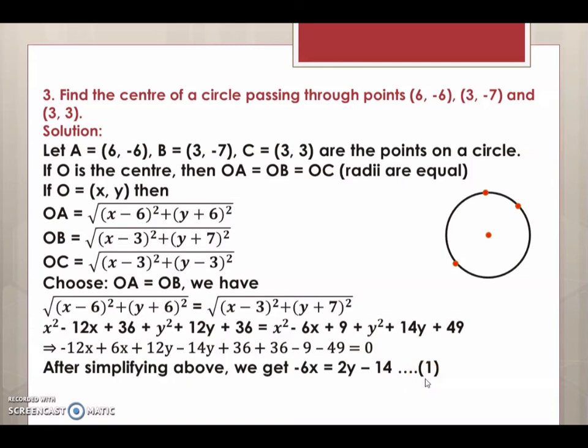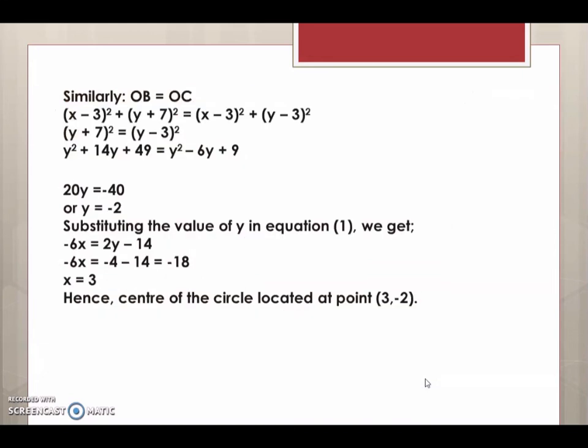The next step will be to equate OB and OC. When you equate OB and OC, again after squaring both sides and simplifying, you directly get the y value: y is equal to minus 2. You can substitute this value in the first equation and find the answer for x. So x equals 3 and y equals minus 2. So that is the center of the circle. The coordinates of the center of the circle will be (3, -2).